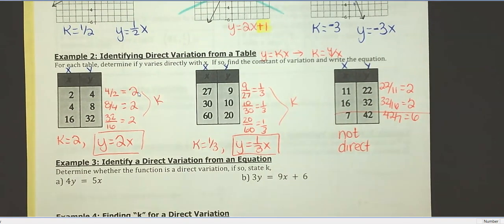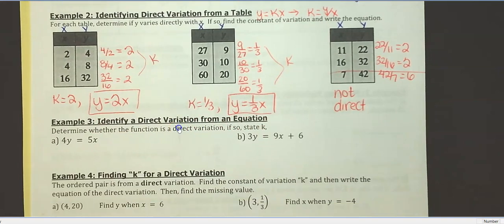The only situation that might throw you off a little bit is if in the table they have 0, 0, because you can't check y divided by x there because it's not defined. But if you do have 0, 0 in your table, it has to be a direct variation because it has to go through the origin. Okay, is anybody having a question how to determine direct variation from a table?